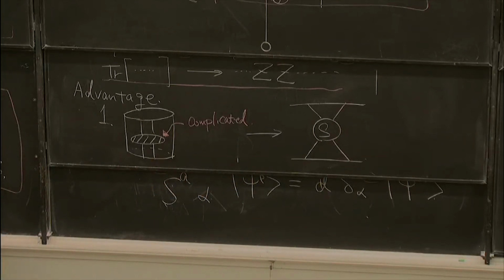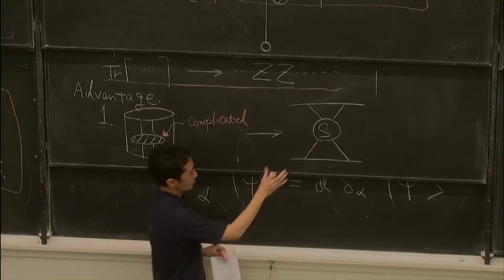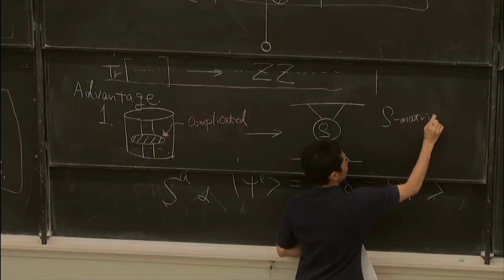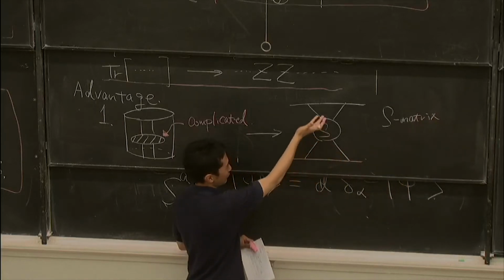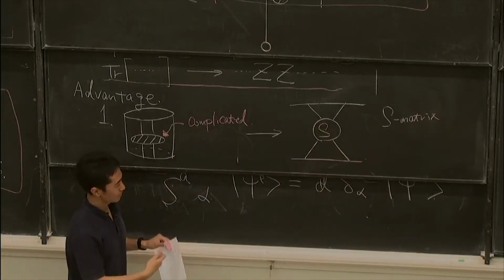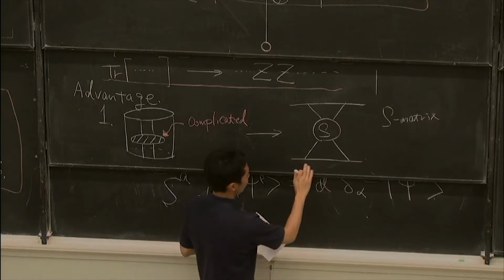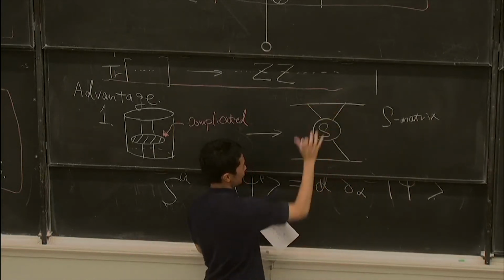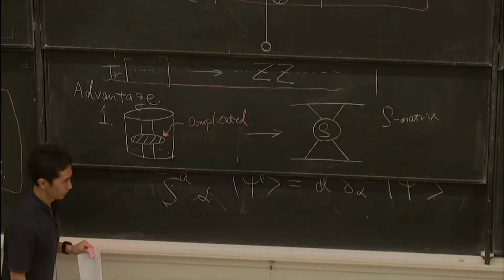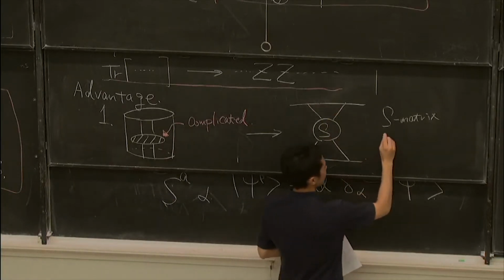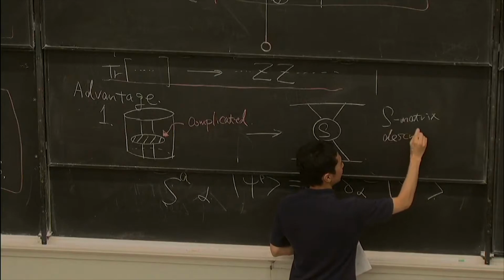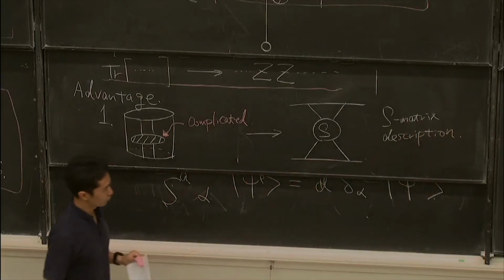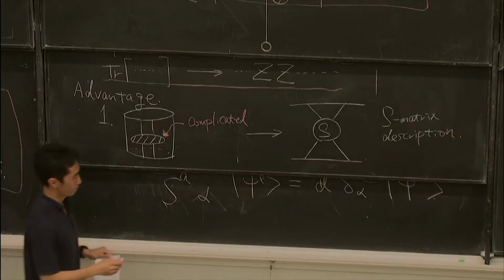So the big advantage is that once you go to the S matrix description, you don't really need to talk about the intermediate complicated dynamics. You just need to ask what happens if you insert some particle and measure some particles at future infinity. So this is technically very nice because it allows you to incorporate the symmetry in a simple way.